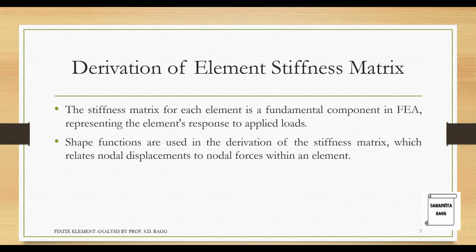Derivation of element stiffness matrix. The stiffness matrix for each element is a fundamental component in FEA, representing the element's response to applied loads. Shape functions are used in the derivation of the stiffness matrix, which relates nodal displacements to nodal forces within an element. So this is another application of shape function in the derivation of stiffness matrix itself.